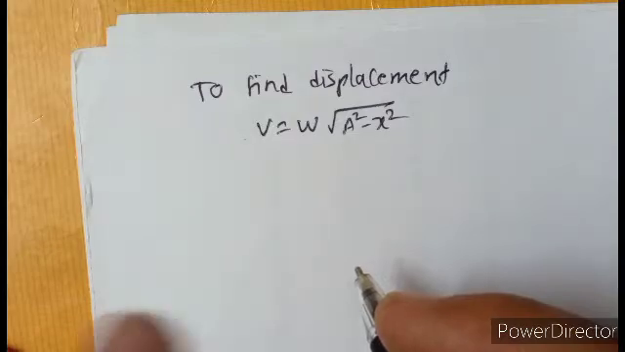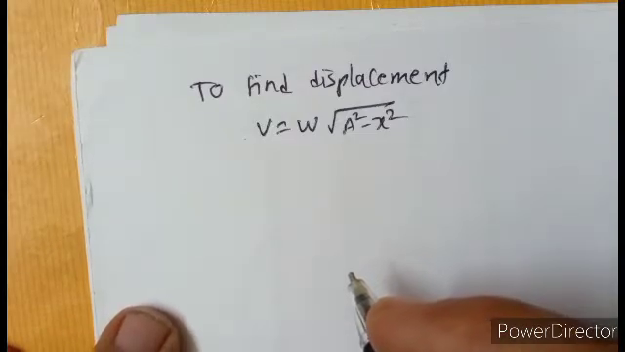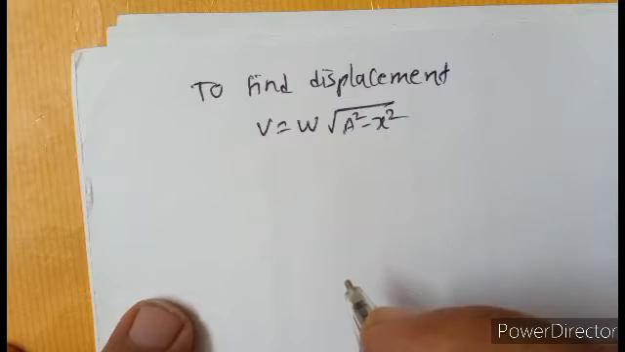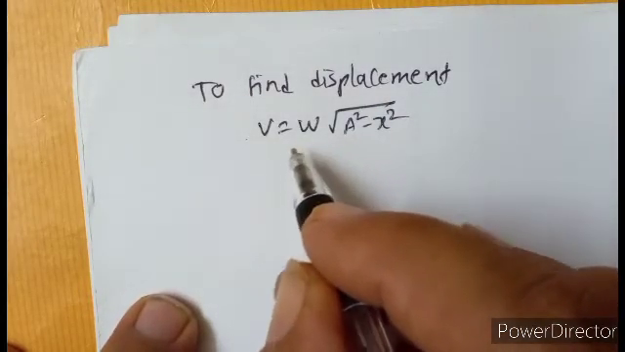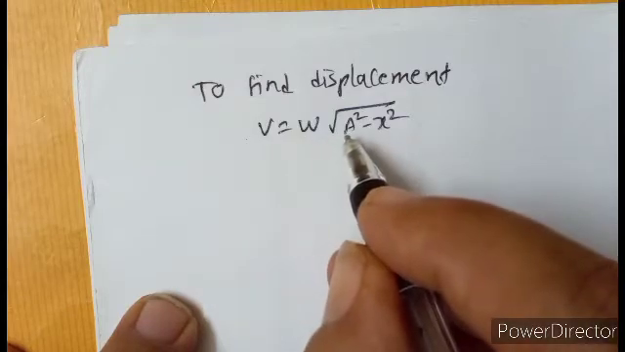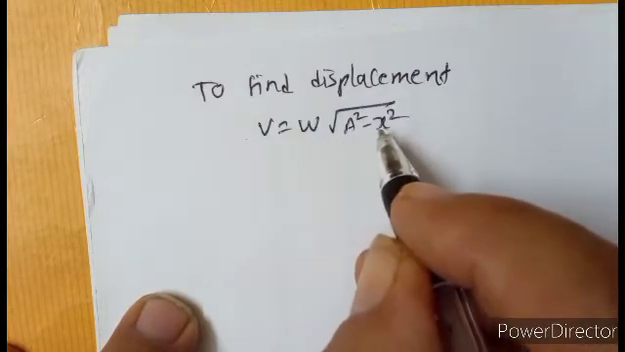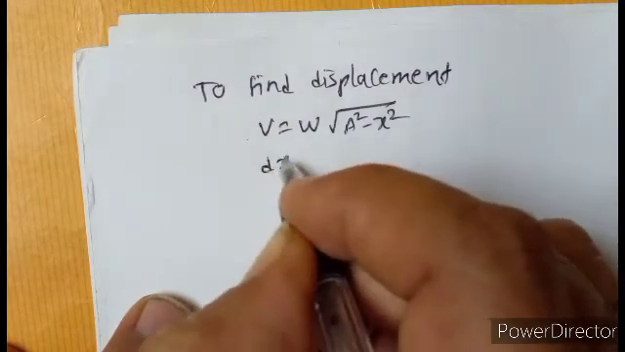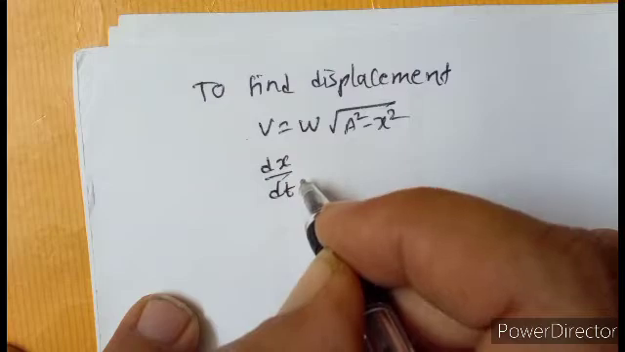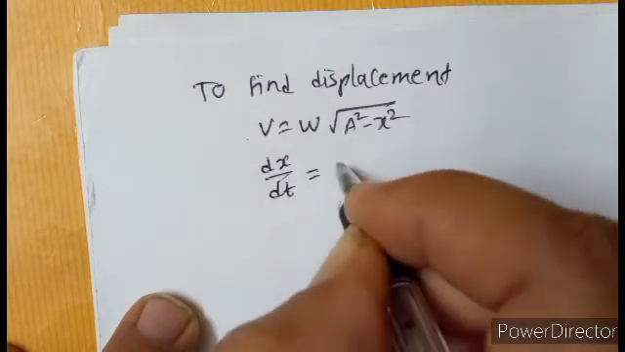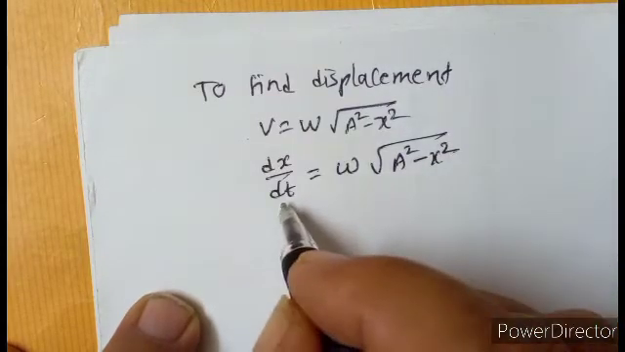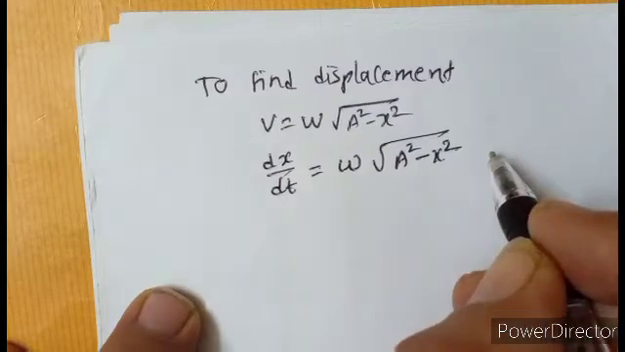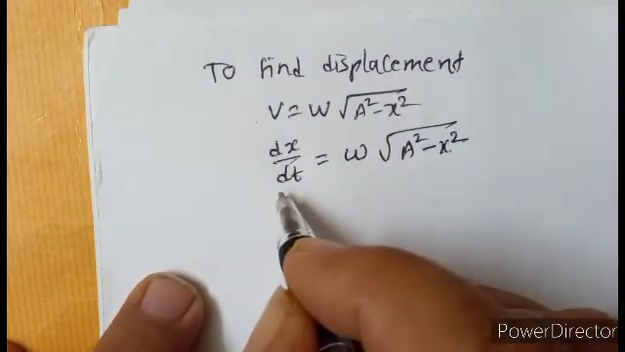Up to here we have derived acceleration and velocity. Now we find the displacement. To find the displacement, we take velocity as positive. So v is equal to omega into square root of a square minus x square. We know the definition of velocity, that is rate of change of displacement, written as dx by dt, which is equal to omega into square root of a square minus x square. Shift this dt to the RHS side and the square root terms to the LHS side.